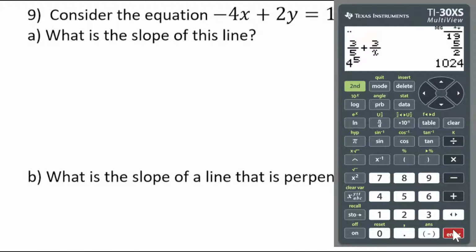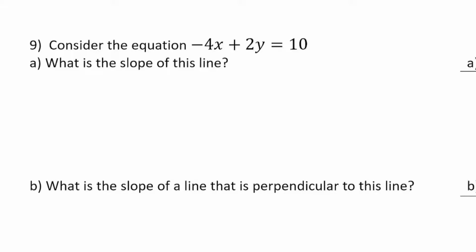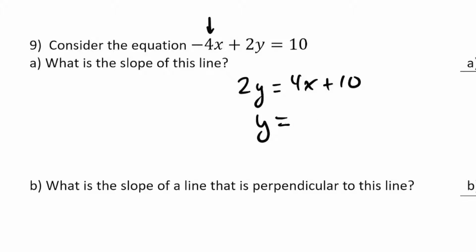Question 9, we are given an equation and we're asked to consider that equation. Consider the equation negative 4x plus 2y is 10. What is the slope of this line? Well, fair question. I'm not going to fall for the trap of thinking it's just negative 4 because this is not in slope-intercept form. To get it in slope-intercept form, I'm going to add 4x to both sides. So this equation will become 2y equals 4x plus 10. And then if I divide everything by 2, it becomes y is 2x plus 5. So I can see exactly the slope of this line.